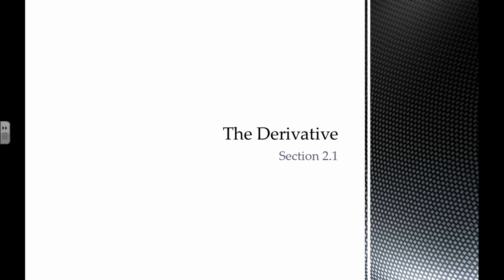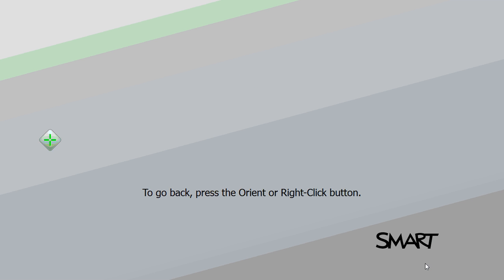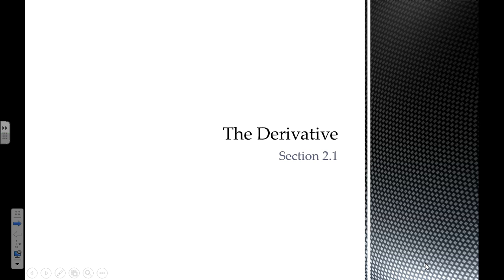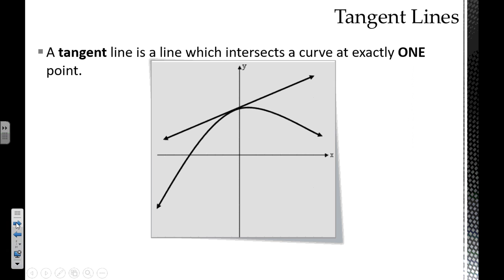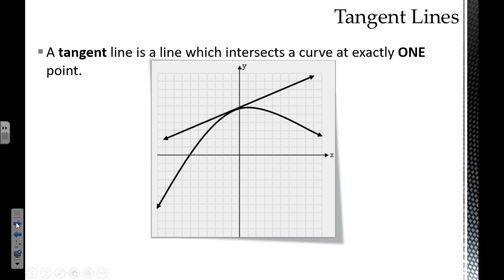Let me go ahead and do this just in case. All right, so for the next like 4 weeks, we're going to spend on what a derivative is. But specifically today and Monday, we're going to focus on the definition of it. So here we go. What is a tangent line? A tangent line is a line that intersects a curve at only one point.